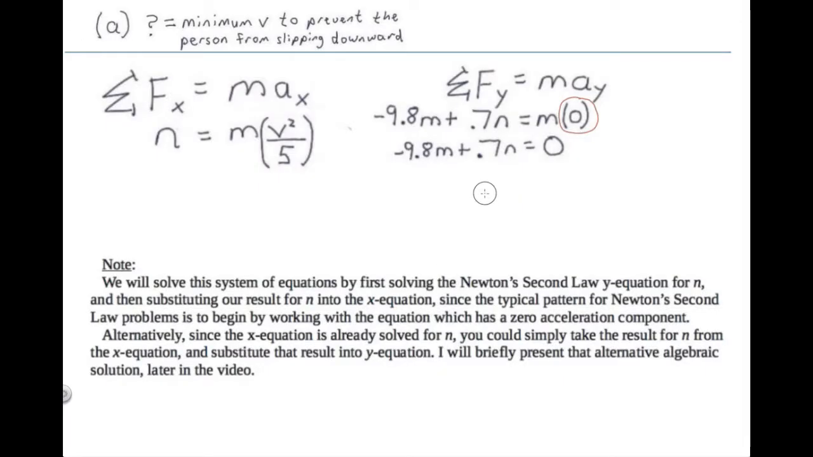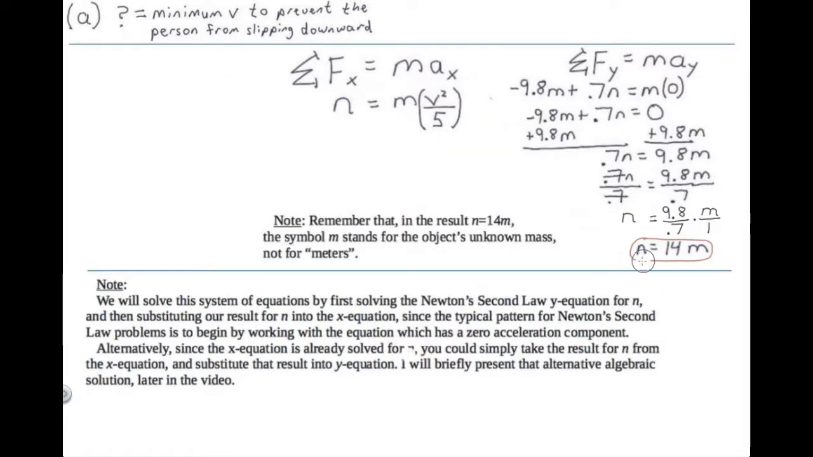The typical pattern for solving Newton's second law problems is to begin by working with the equation which has a zero acceleration component. We usually begin by solving that equation for n, and then we substitute the result for n into the other Newton's second law equation. So I'm going to follow that typical pattern in my solution for this problem. So let's solve the Newton's second law y equation for n.